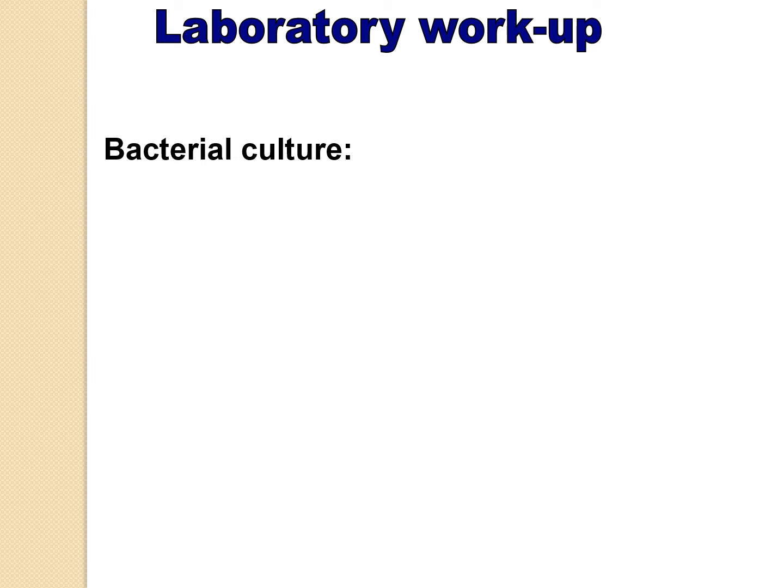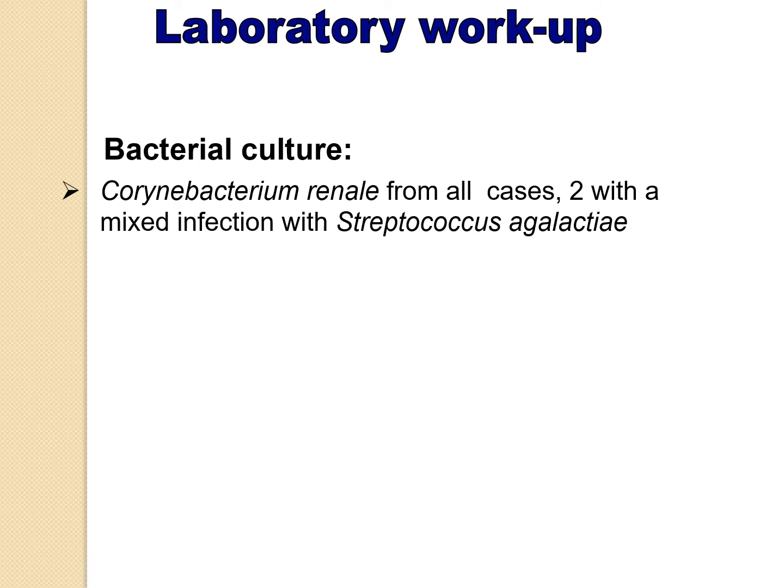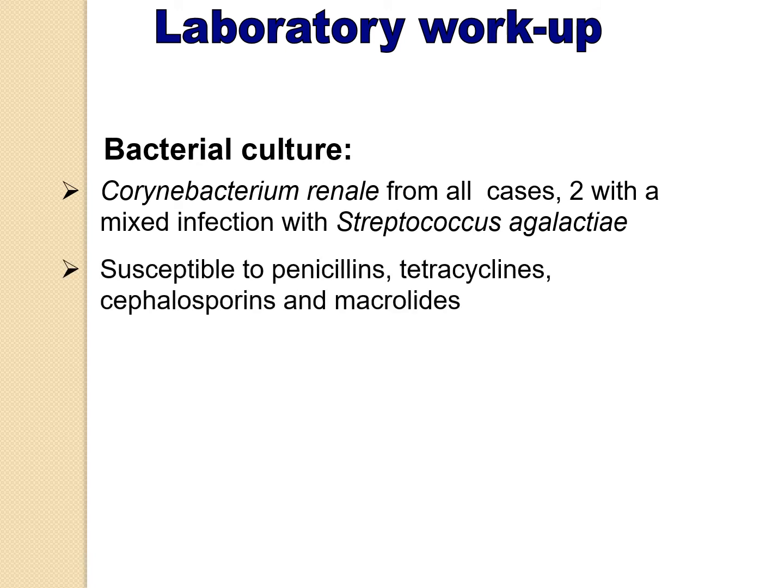Corynebacterium renale is cultured from urine samples in all three cases. In 2 cases, the culture is mixed with Streptococcus agalactiae. Streptococcus agalactiae is a commensal of mucous membranes that will cause secondary infections in the presence of a primary infectious agent, as in this case. An antibiogram indicates that the bacteria are susceptible to penicillins, tetracyclines, cephalosporins, and macrolides.